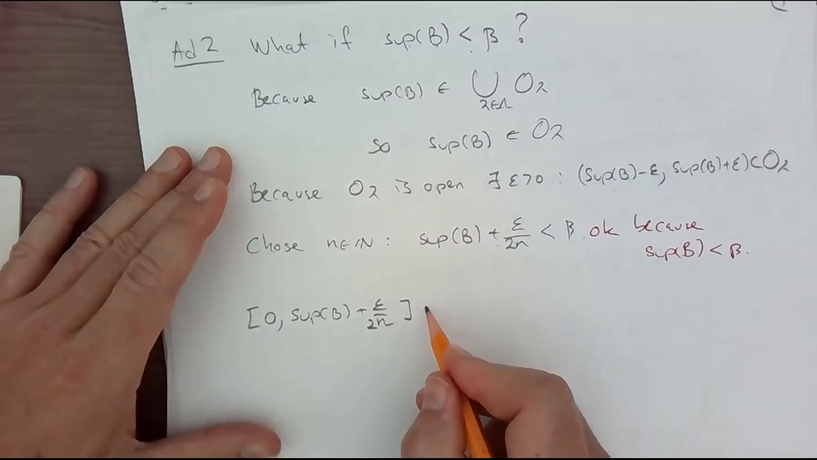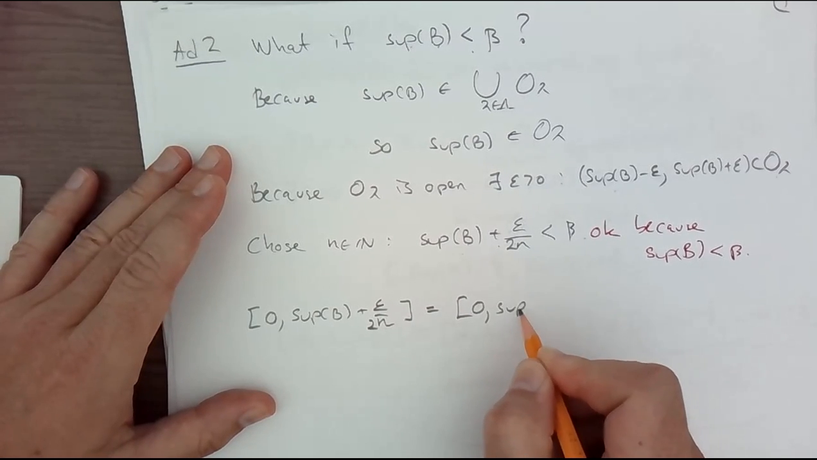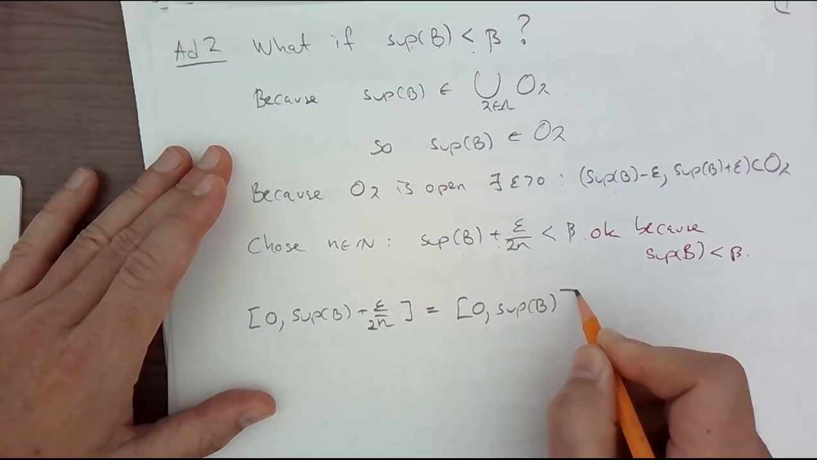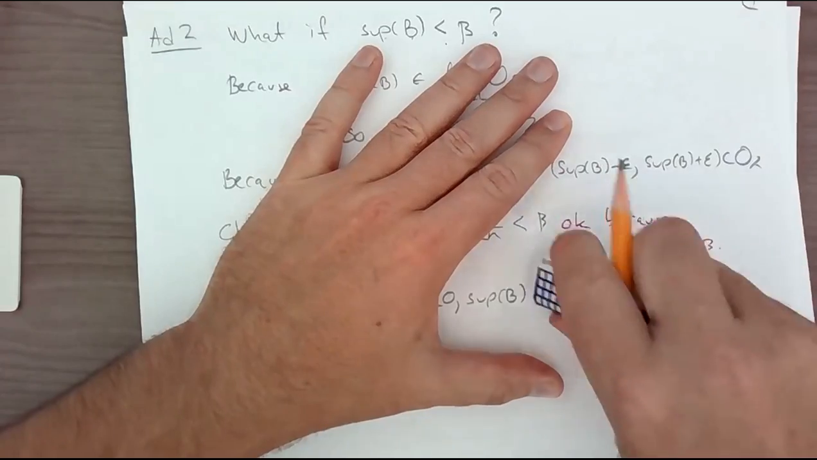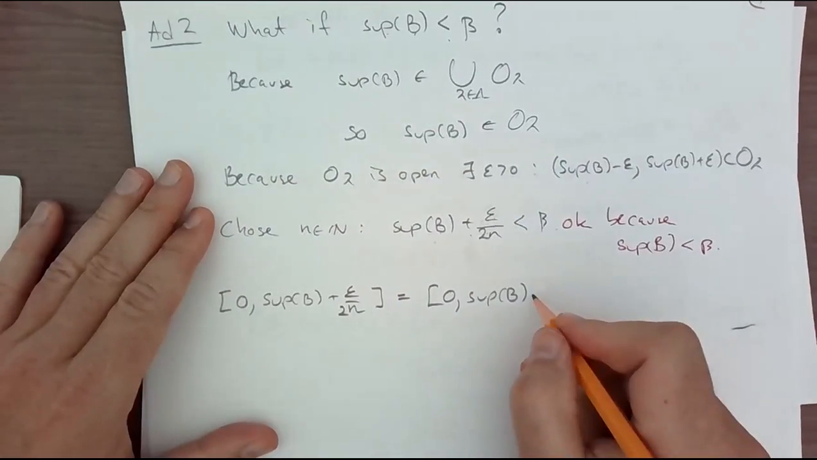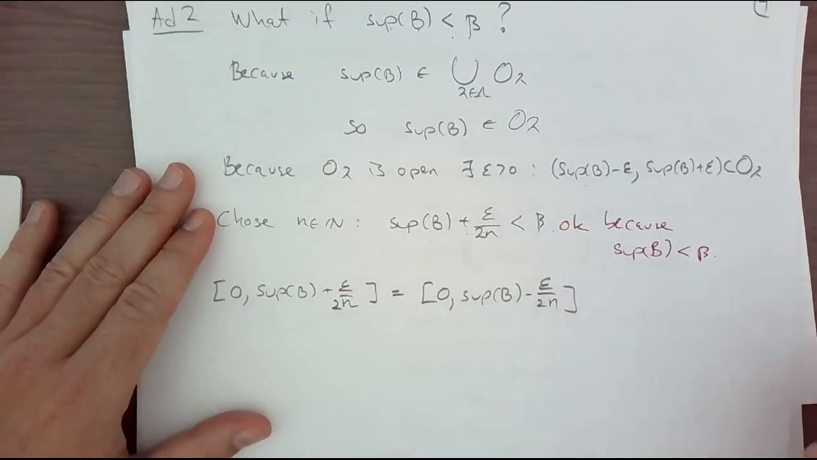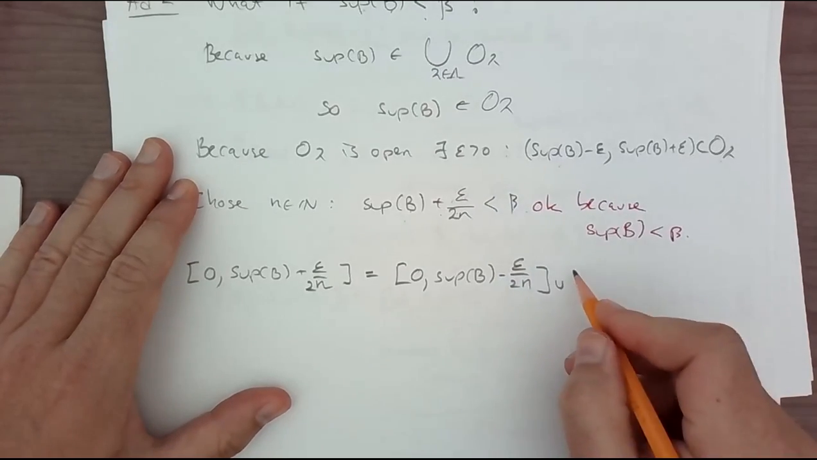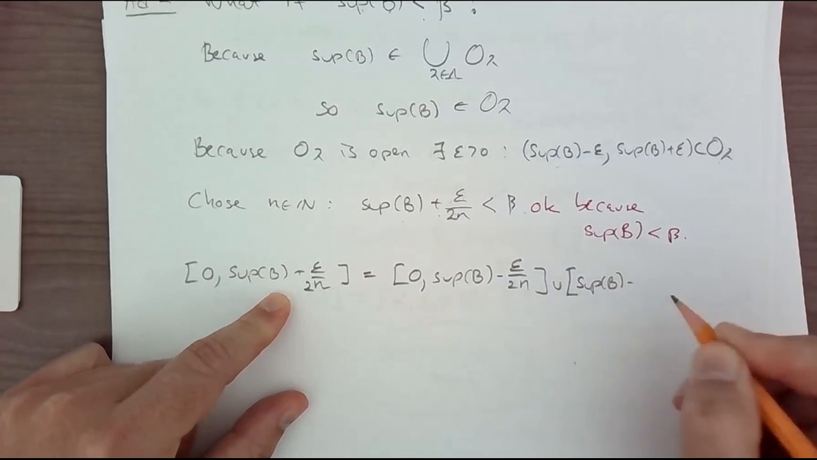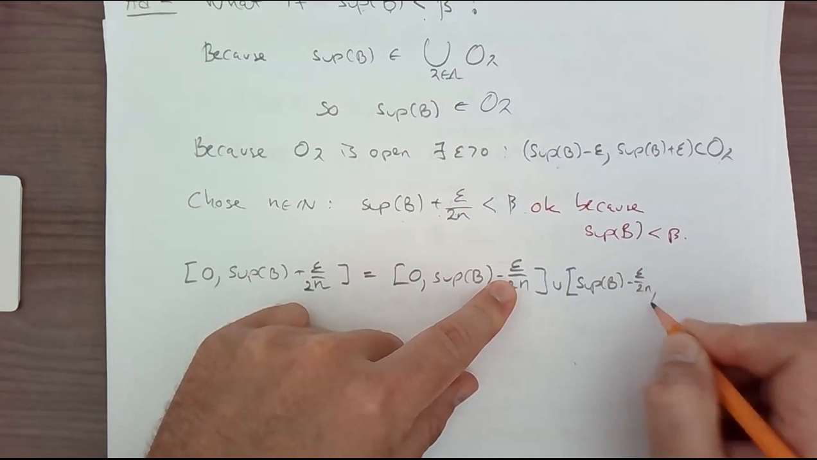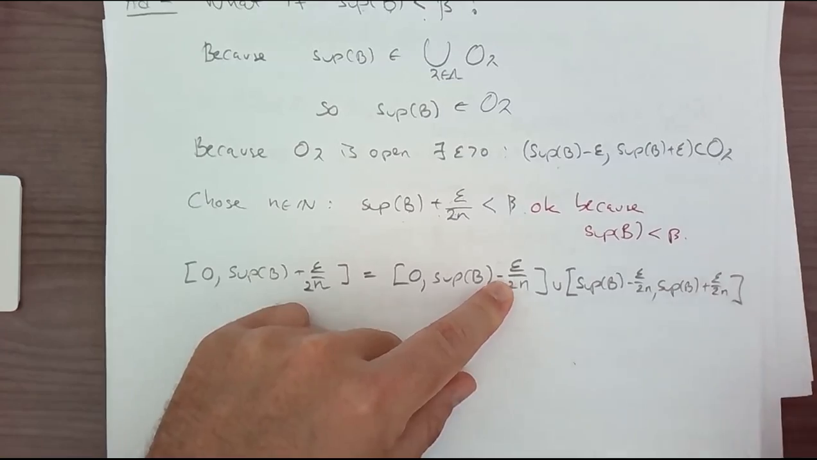I can write this here in terms of, well, I'll do the interval from 0 to sup b. I can even do sup b minus a little bit if you want to be sure. Sup b minus, say, epsilon over 2n. And then I'll take the union. And then the last piece would be from sup b minus epsilon over 2n to sup b plus epsilon divided by 2n.